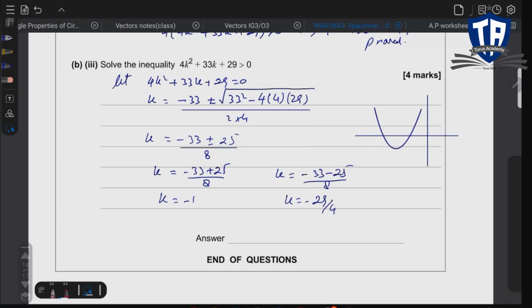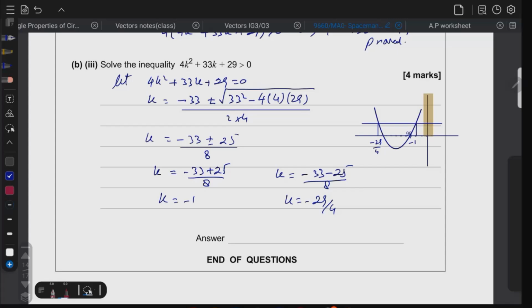Our inequality is greater than 0, and greater than 0 means the positive part of the y-axis. The rule says when you draw a horizontal line, you would find that your x coordinate would be outside of -1 and outside of minus 29 over 4. So we can write this in the form of k is greater than -1 or k is less than minus 29 over 4. So this is the question.